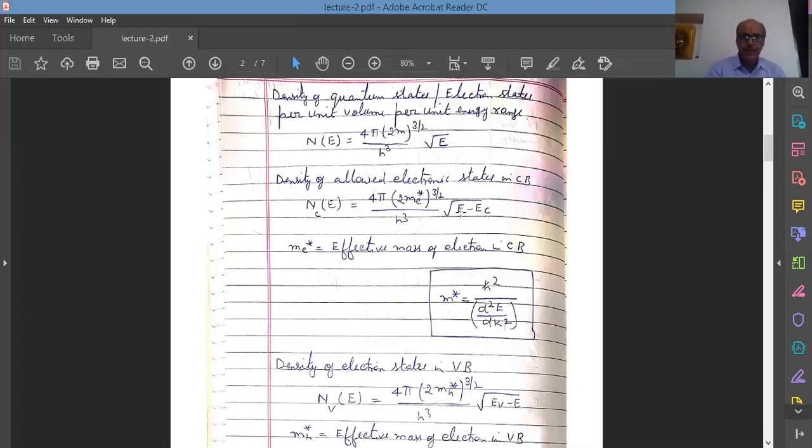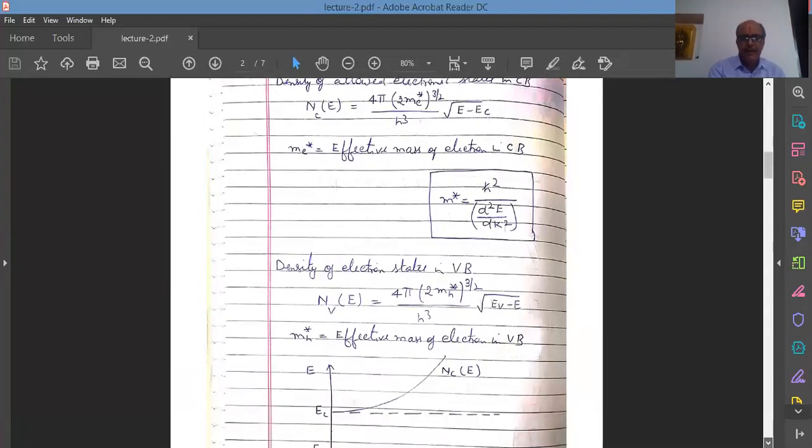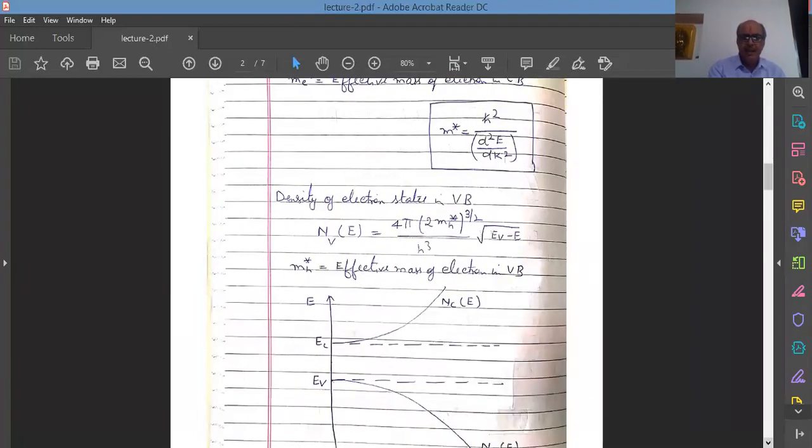Similarly, if we write down the same formula in the valency band, then we have to replace m by Mh star. Mh star here is again the effective mass, of the hole rather, in the valency band. So the effective mass of a hole in the valency band, and in place of energy, we will have EV minus E, because EV corresponds to the top of the valency band.